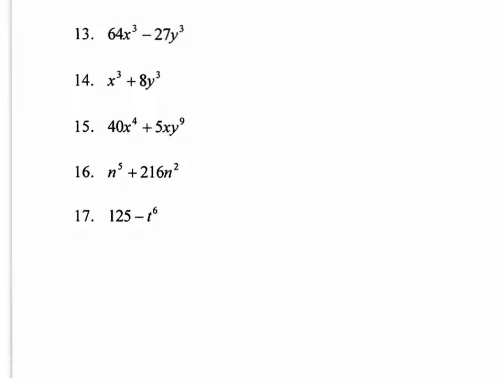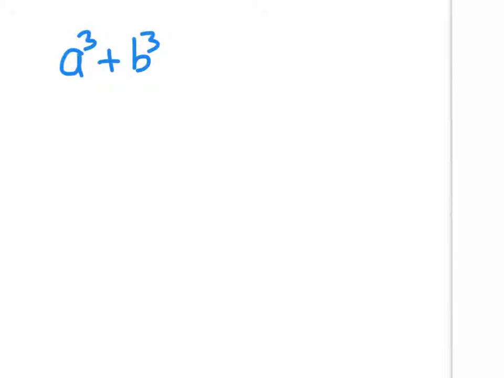So in this video we're going to do the final part of the homework, just a couple of them. Numbers 13 through 17 all require a factoring method that uses the sum or difference of two cubes formula. So we're going to focus on a cubed plus b cubed, which would be the sum of two cubes formula.